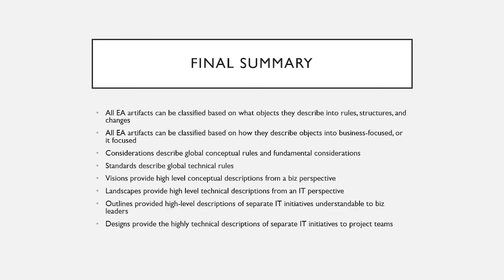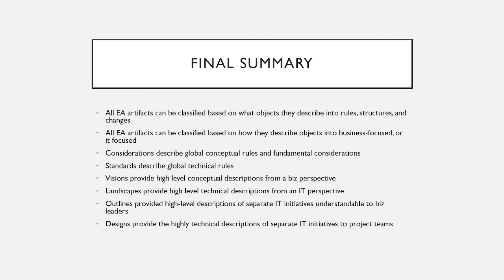Now, after 21 minutes of grueling information intake, you have made it to the final summary. Now, let's dig into this mountain of information to wrap everything up. First, all EA artifacts can be classified into rules, structures, changes, and they can also be classified into business-focused or IT-focused. Never forget that diagram.